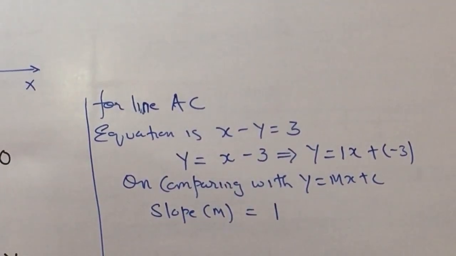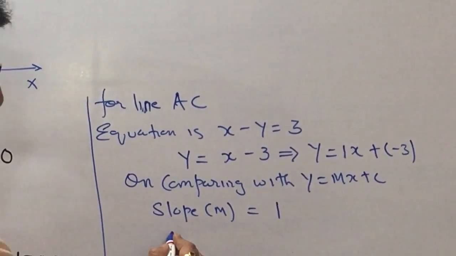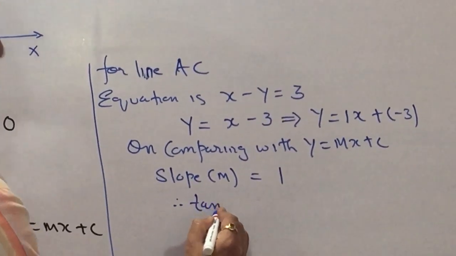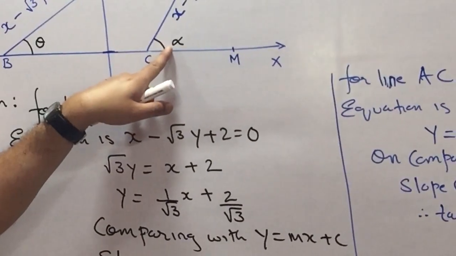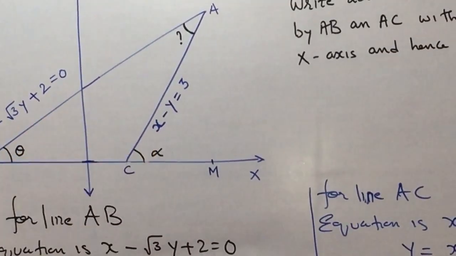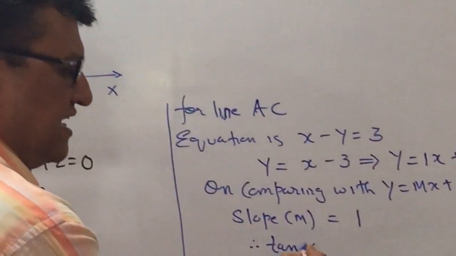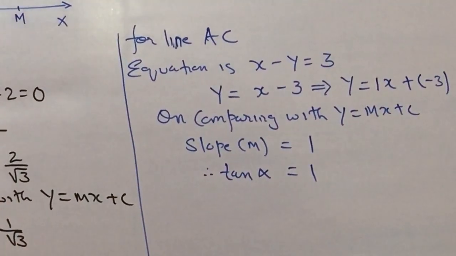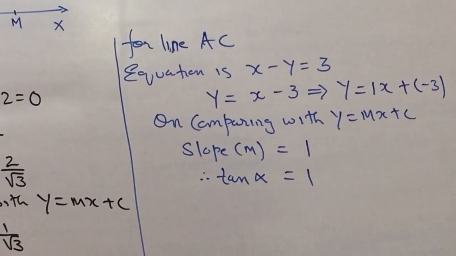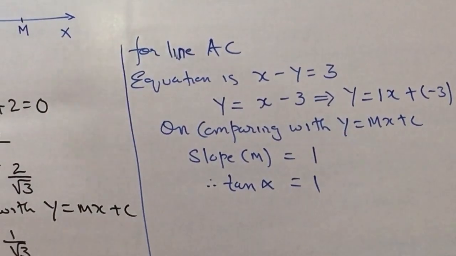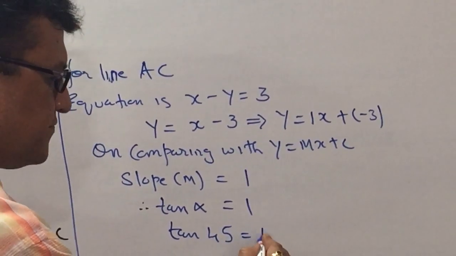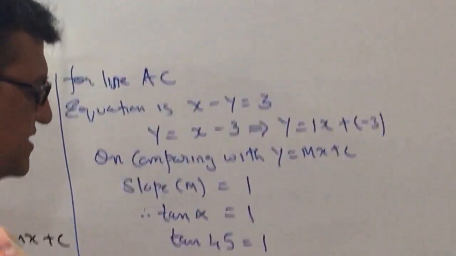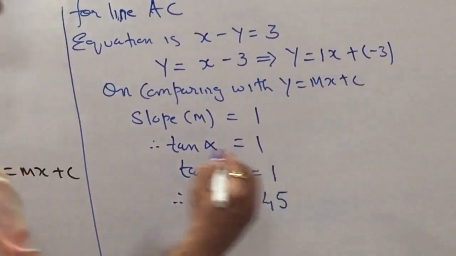But as we are aware, what is the definition of slope? Slope is nothing but tan theta. Therefore, can I say tan? This time you won't say theta because we have said it is the alpha, the angle made by AC with x-axis. So we'll say instead of theta, tan alpha is 1. For what value of alpha is tan of that angle 1? Tan 45. So it is tan 45, which is 1. Therefore, alpha is equal to 45 degree.